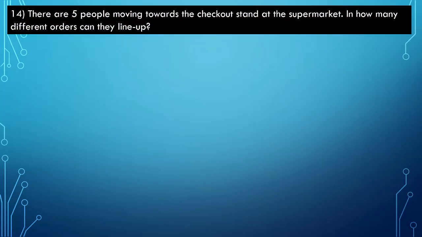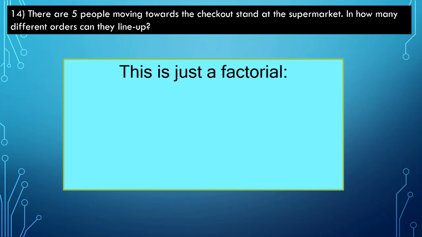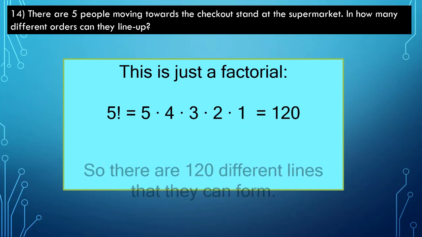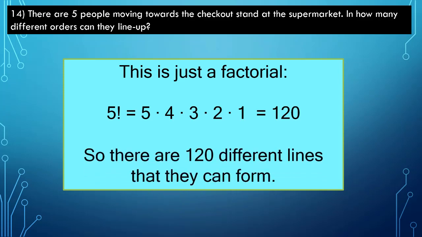Question number 14. There are 5 people moving towards the checkout stand at the supermarket, and how many different orders can they line up? Well, this is just a factorial. This is going to be 5 factorial, which is 5 times 4 times 3 times 2 times 1. And when you multiply those together, there's 120 ways that these individuals can stand in line. It seems like a very large number, but it is in fact true.